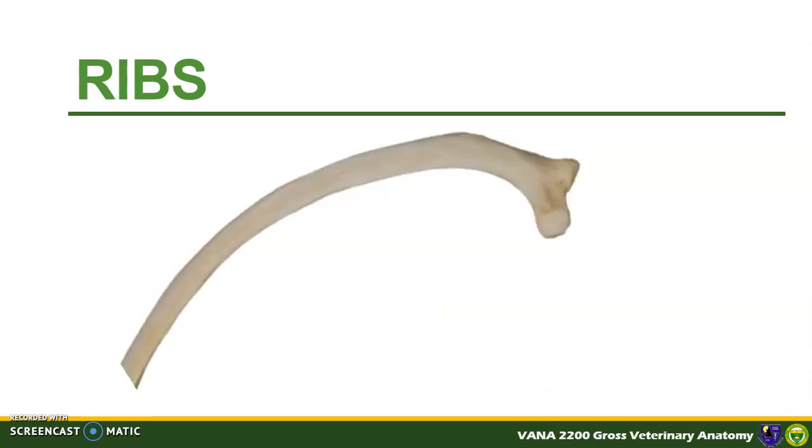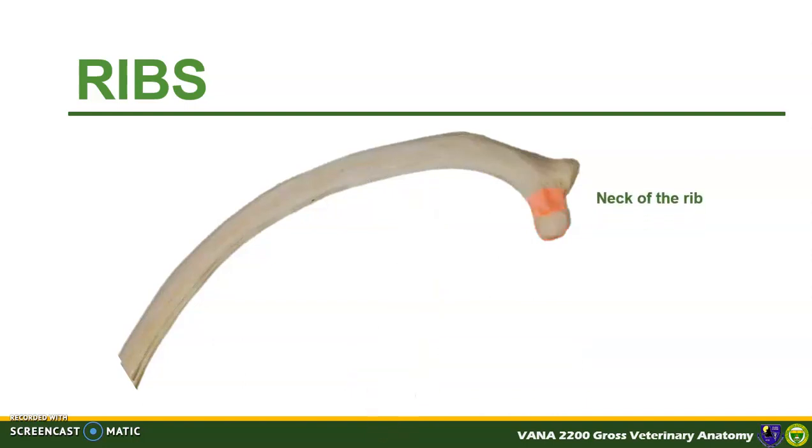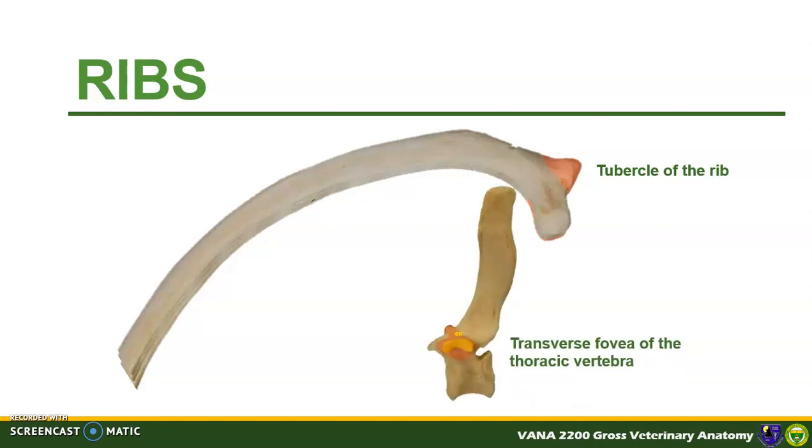Let us then discuss the parts of a rib. The head of the rib articulates with the costal fovea of the thoracic vertebrae. The neck of the rib connects the head to the body or shaft of the rib. The tubercle of the rib is a bony, small prominence lateral to the head that articulates with the transverse fovea of the thoracic vertebrae.